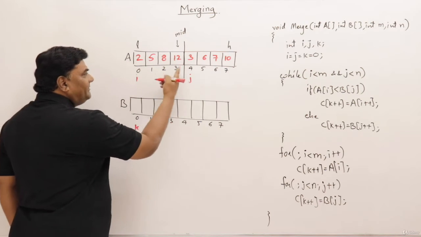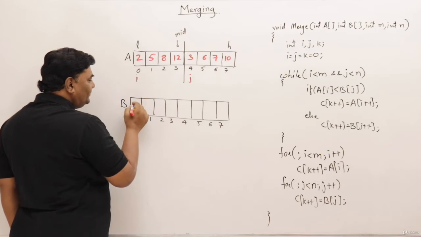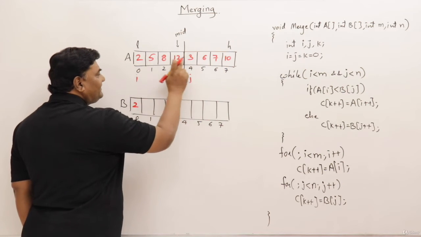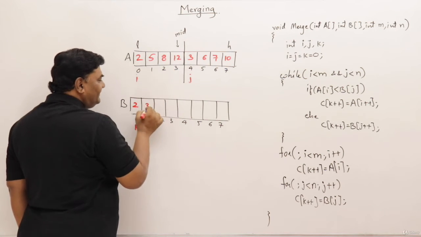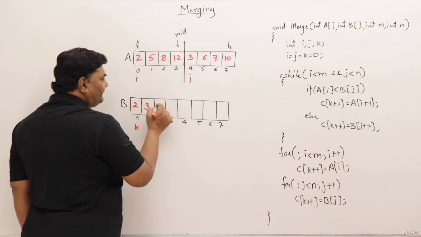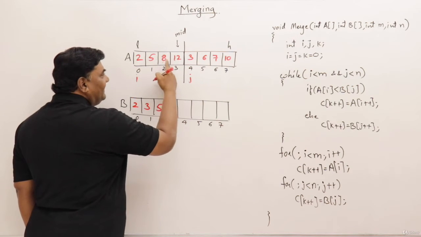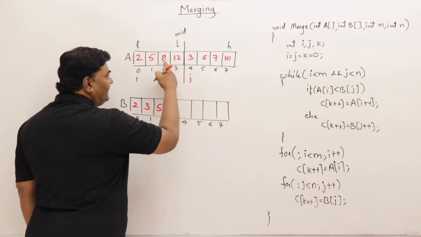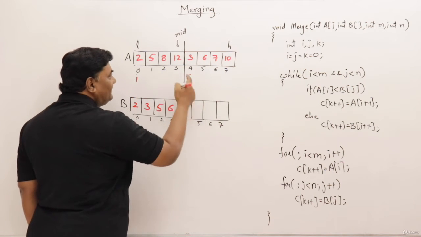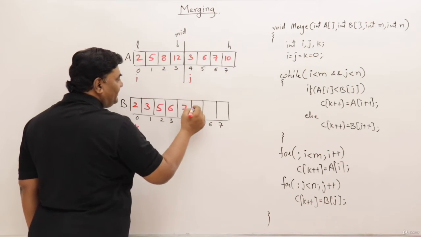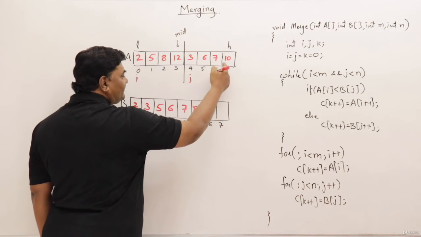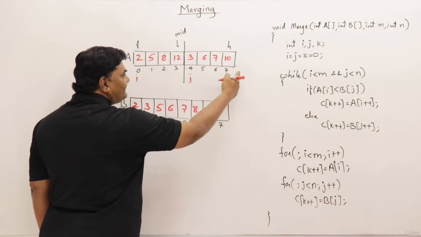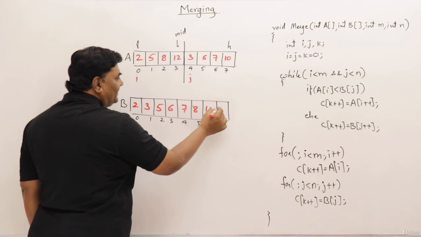So if I compare and copy, then first 2 is copied. Then 5 and 3 are compared. So 3 is smaller, 3 is copied. Then 5 and 6 are compared. So 5 is smaller. Then 8 and 6, so 6 is copied. 8 and 7, so 7 is copied. 8 and 10, so 8 is copied. Then 12 with 10, so 10 is copied. Now when this list has finished, there is one remaining element 12 here.